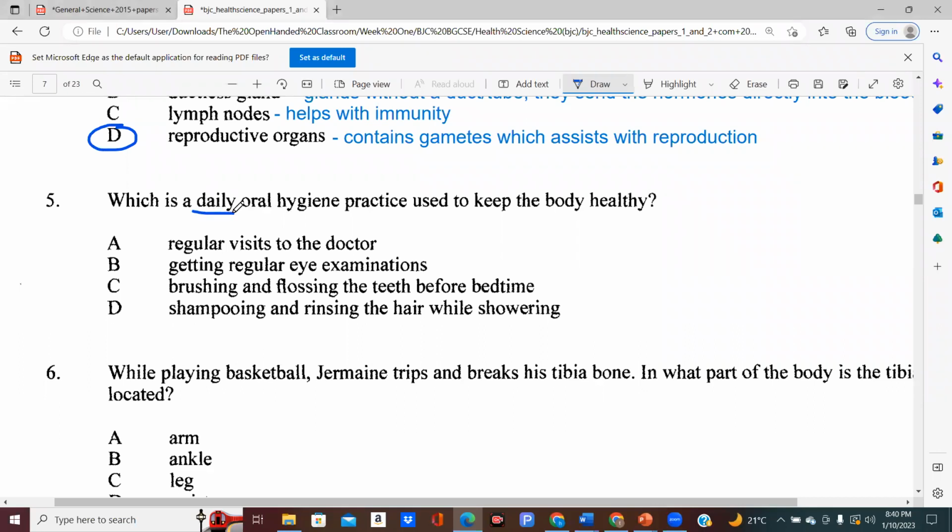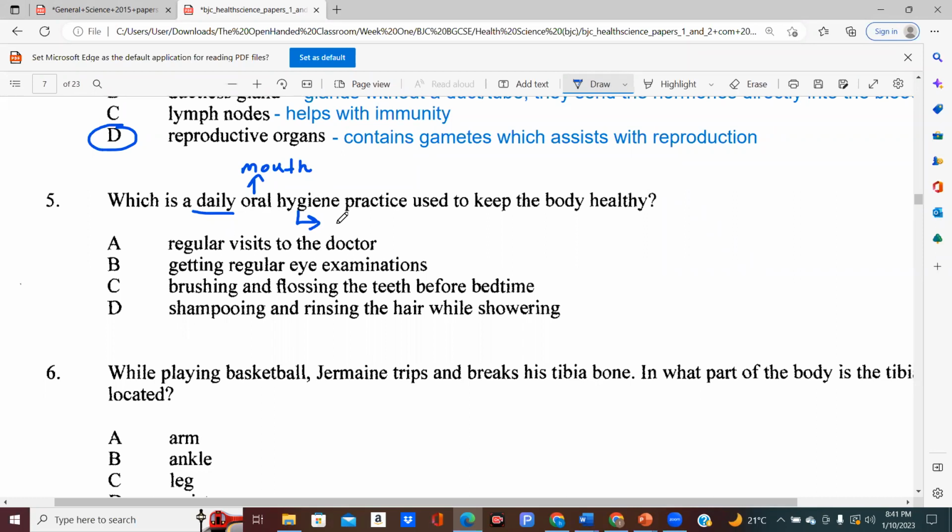Anaya was gonna say something? Is it also because it's oral? And that means through the mouth. Yes. Oral means mouth, yeah. Go ahead, Anaya was gonna say something. I was saying because the question is asking for something that you do daily. Okay, good. And hygiene, what does hygiene mean?